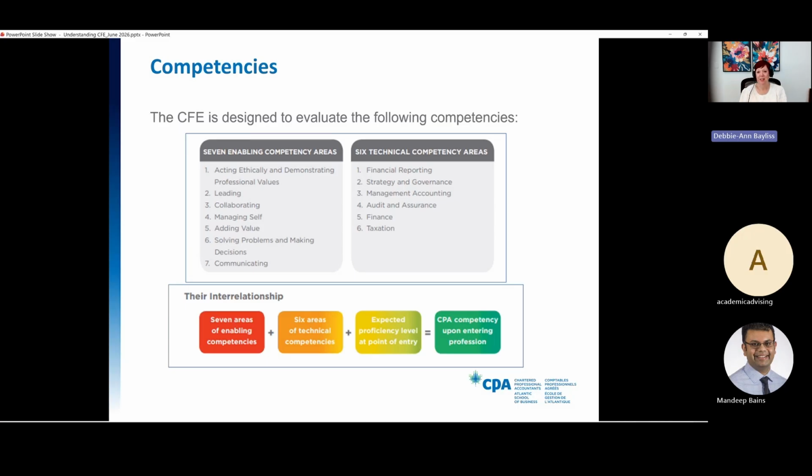What really makes the difference and increases your chances of passing CFE are your enabling competencies. In particular, managing yourself. That's all about time management, about adding value. That is all about meeting the depth requirements, solving those problems and making decisions. And from a communication piece, being able to create a response that is clear, concise, and easy to follow.